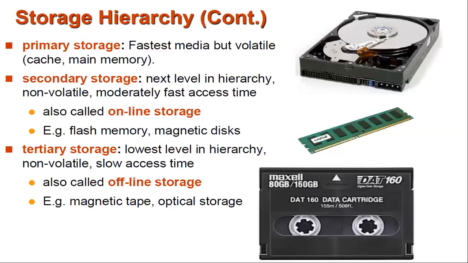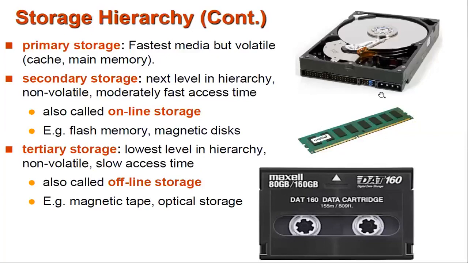And here's the storage hierarchy. Maybe we spoke about this. Primary storage is the fastest media but volatile. Cache memory or the main memory you can consider as primary storage. Here you can see this particular diagram is your RAM. It is actually your main memory, right?